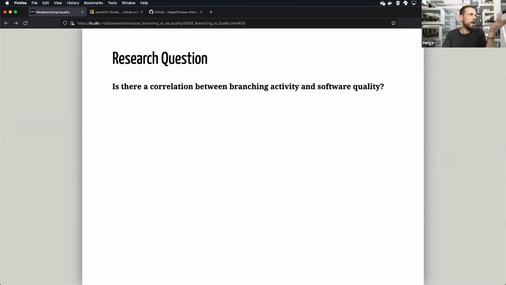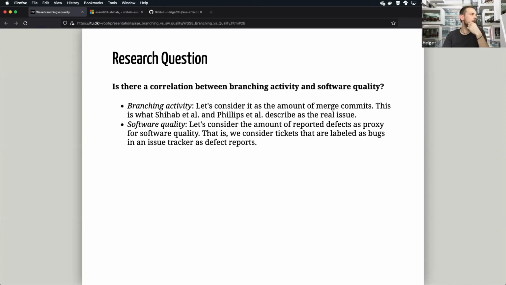For that, I formulate this research question: is there a correlation between branching activity and software quality? This is what I would like us to work on for the rest of the time in open source software. And for branching activity, in essence, we look at their first hypothesis only. As they do a lot of stuff and we narrow it down, we do something really precise as one thing. And for branching activity, I would like that we consider the same as what they are doing, and that we use merging commits as proxies for branching activity.